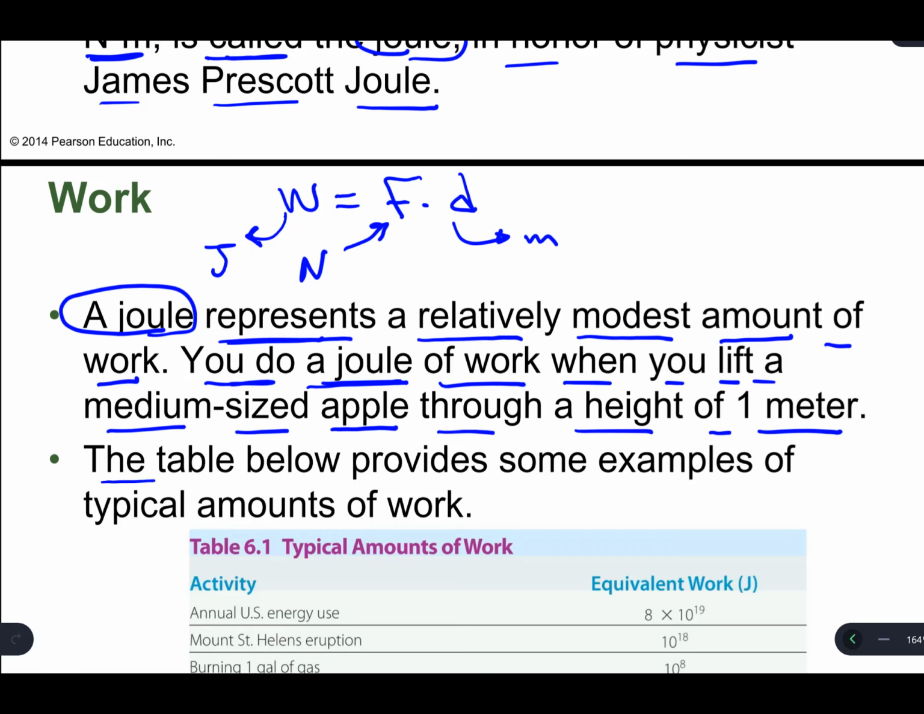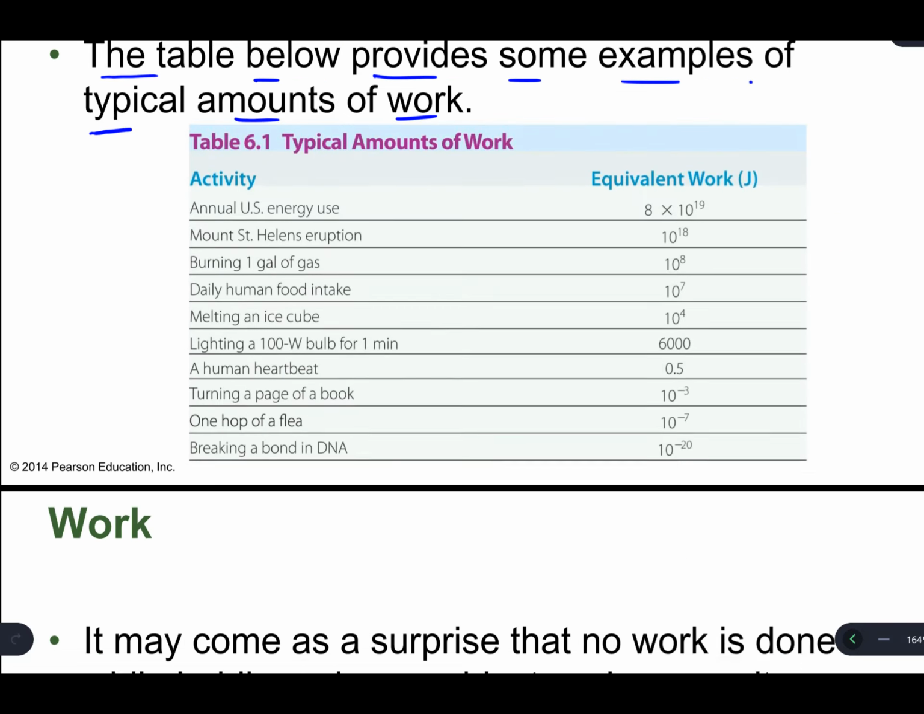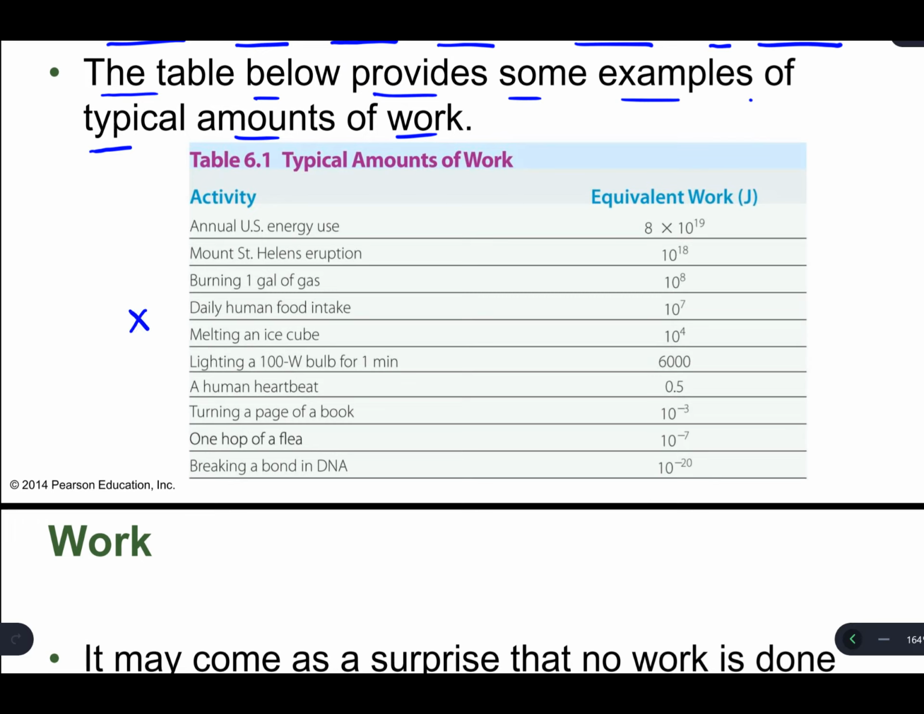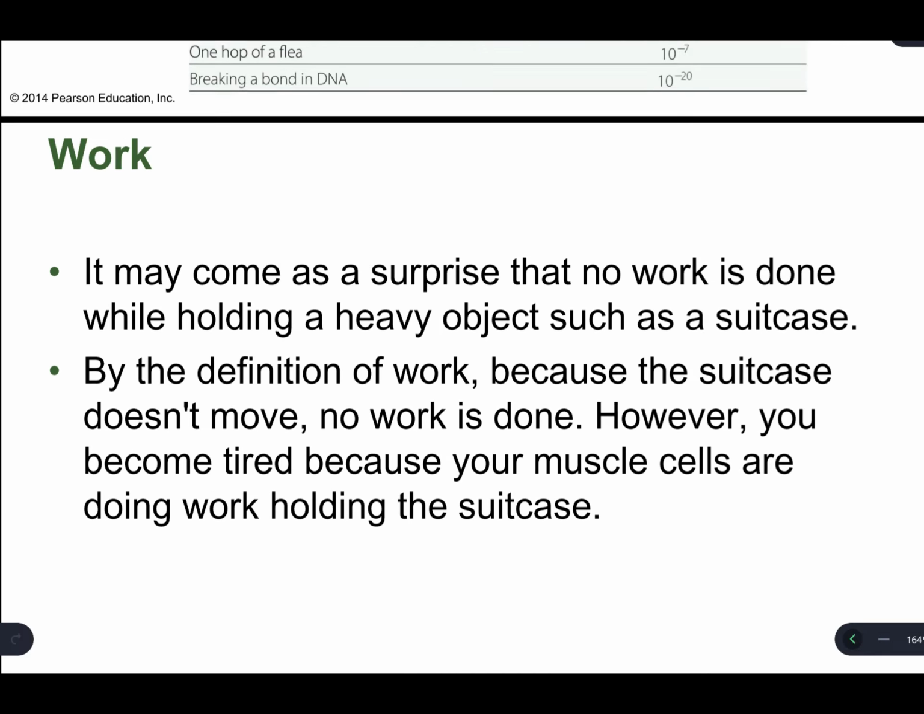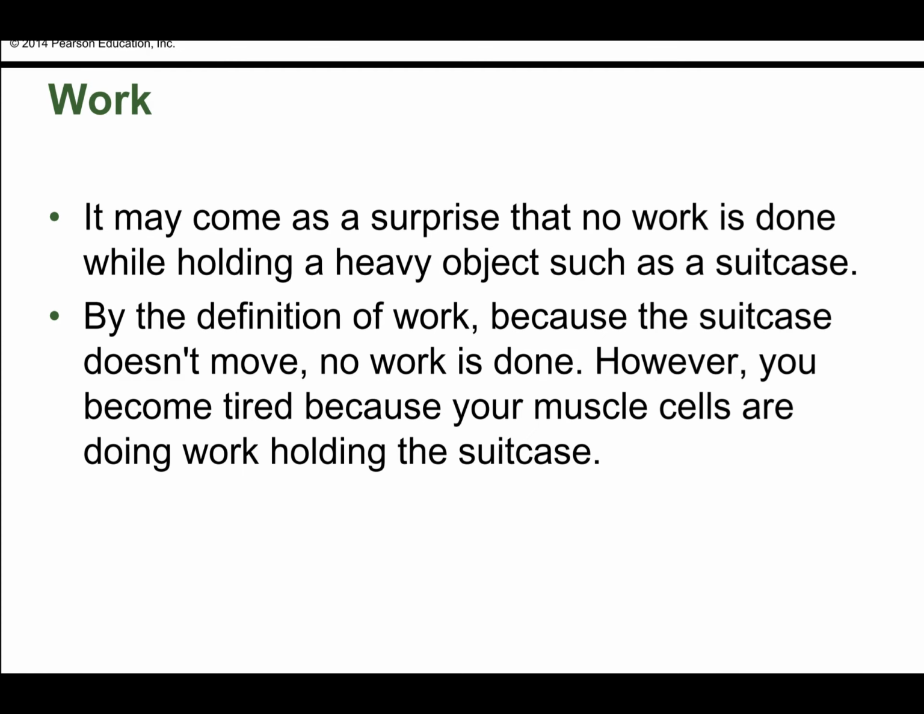The table below provides some examples of typical amounts of work. This is not for memorizing. Don't memorize it. Imagine that a human heartbeat is 0.5 joule, burning 1 gallon of gas, 10.8 joule, and so on. You don't need to memorize it.